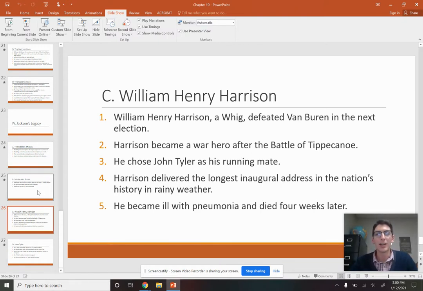He chose John Tyler as his running mate. And there's a picture of William Henry Harrison and John Tyler on page 202. It says their campaign in this election, the election of 1840, was pretty interesting. It said they campaigned with gusto, with a lot of flair.